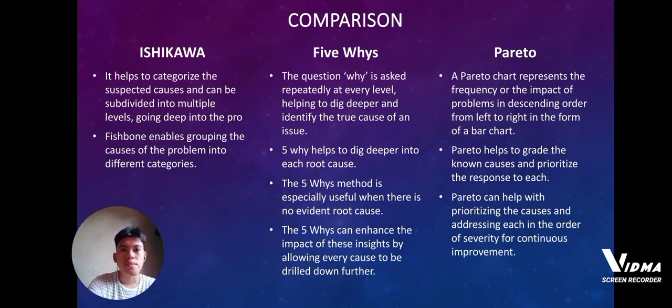So the Ishikawa helps to categorize the suspected causes and can be subdivided into multiple levels, going deep into the problem. Ishikawa, or the fishbone, enables grouping the causes of the problem into different categories. However, for the five whys, the question why is asked repeatedly at every level, helping to dig deeper and identify the true cause of an issue. The five whys helps to dig deeper into each root cause.